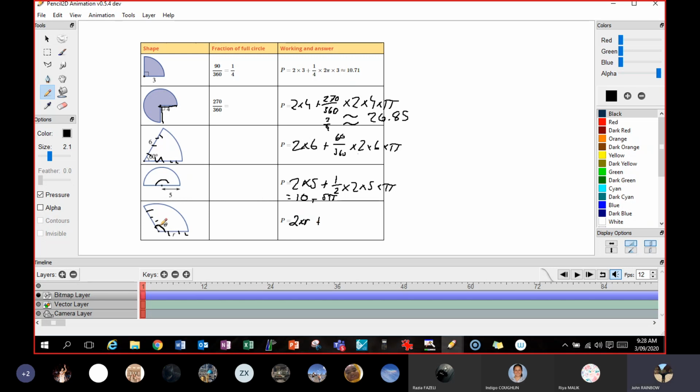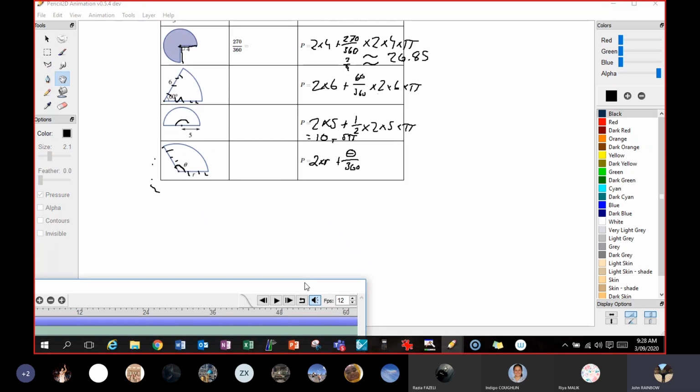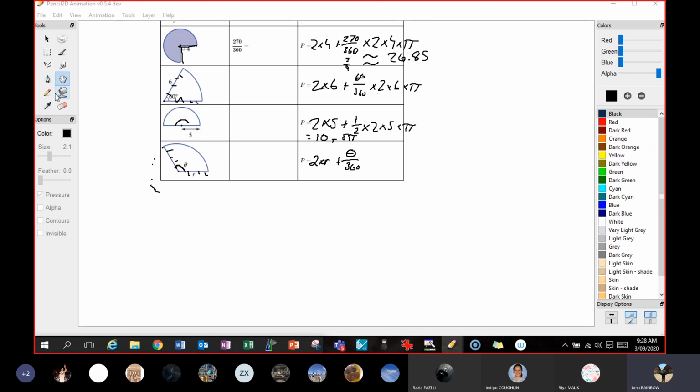Plus, I've got this much of 360 degrees of a full circle. So what's the answer for a full circle? We've got that of a full circle. So the answer for a full circle is times the diameter. That's the diameter, 2 lots of radius, times pi. So that gives me the full perimeter of a circle, but I only want that many degrees of it. And this is actually a formula, if you realized.